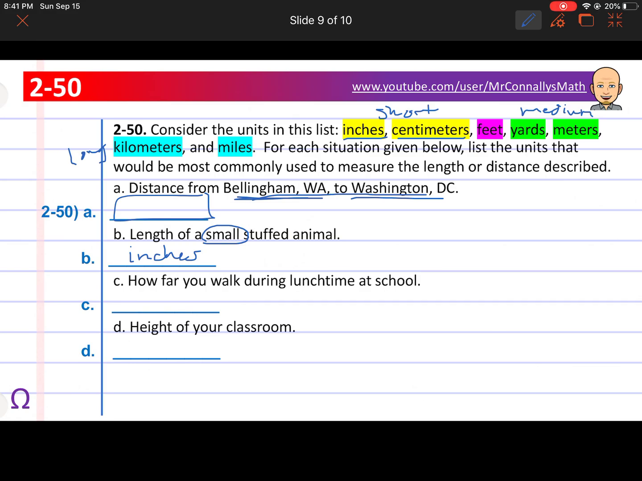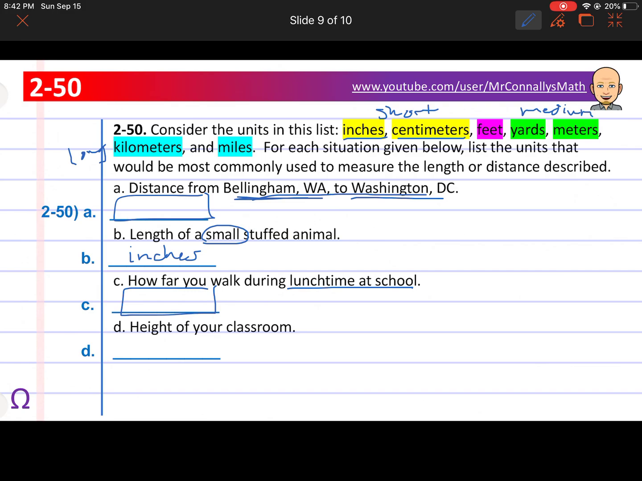How far you walk during lunchtime at school. Now picture the quad area at school. Do we have a huge quad area? Not too much. Even if you walked out to the blacktop, you probably wouldn't go a long distance like miles. So something in between, probably not feet. A foot is about almost as big as most of your feet. So you probably take quite a few steps around the whole thing. Yards is 3 feet, so maybe yards would be a better one, or meters. You decide which one. Again, we're in the United States, so which one would you use?